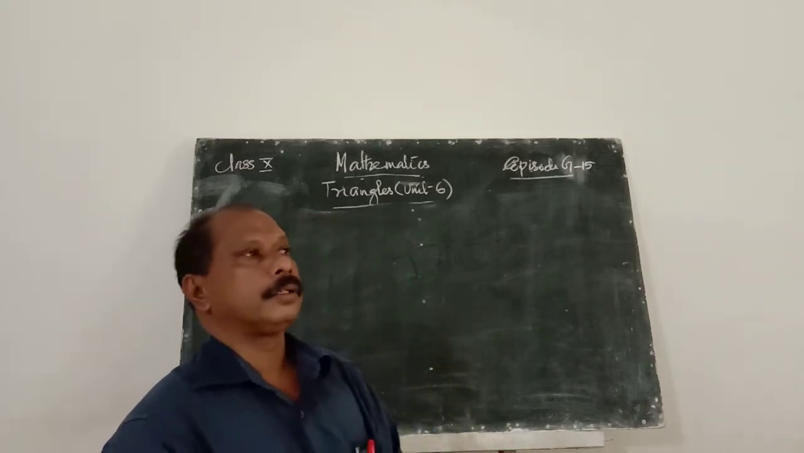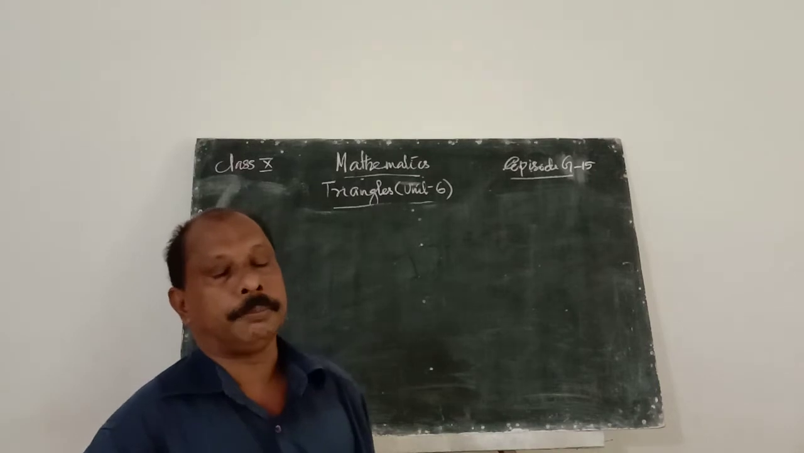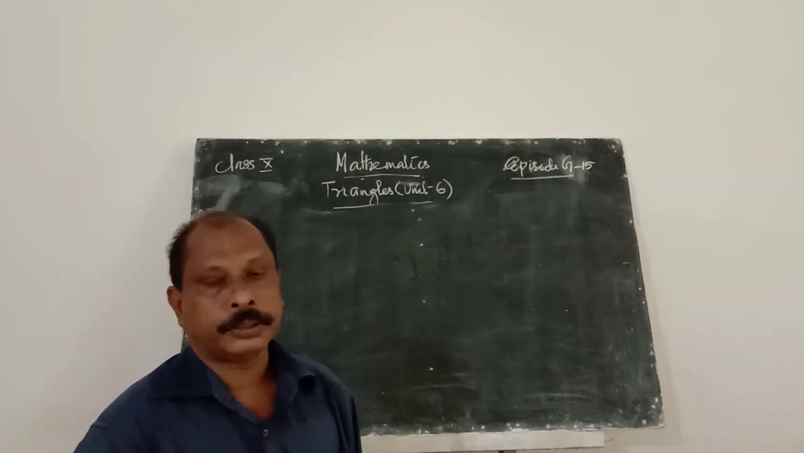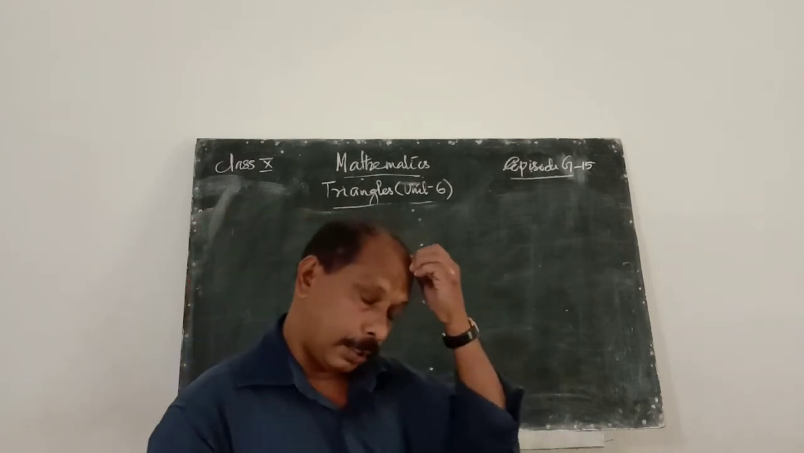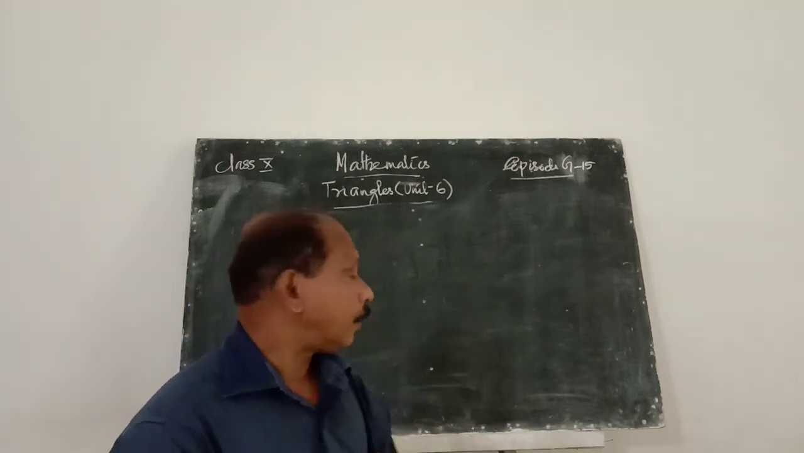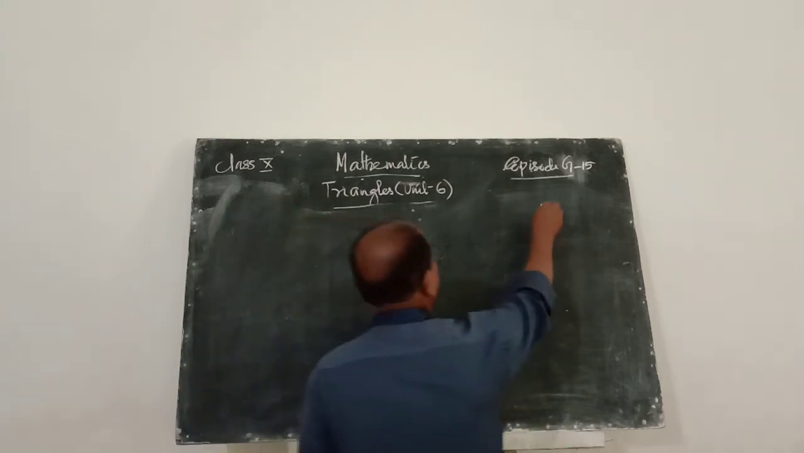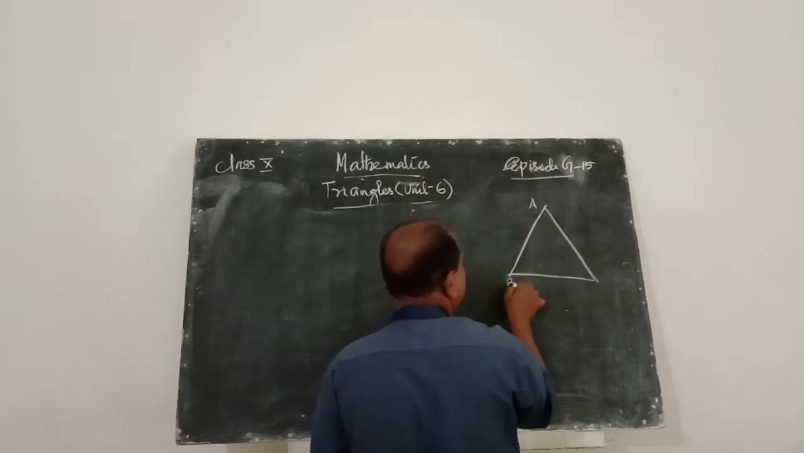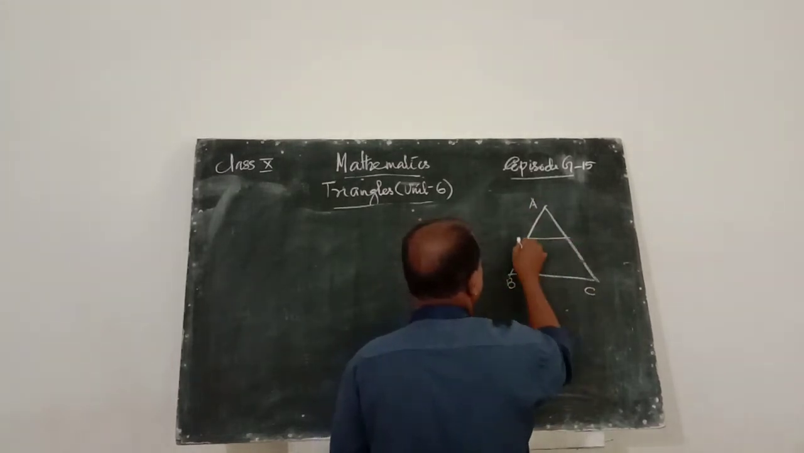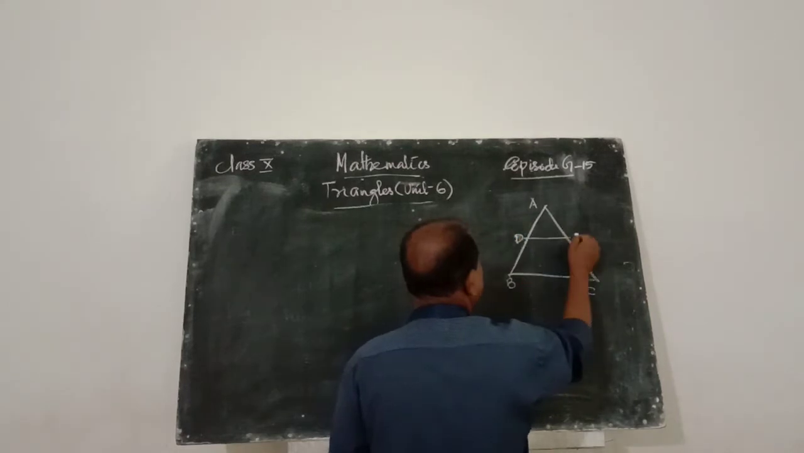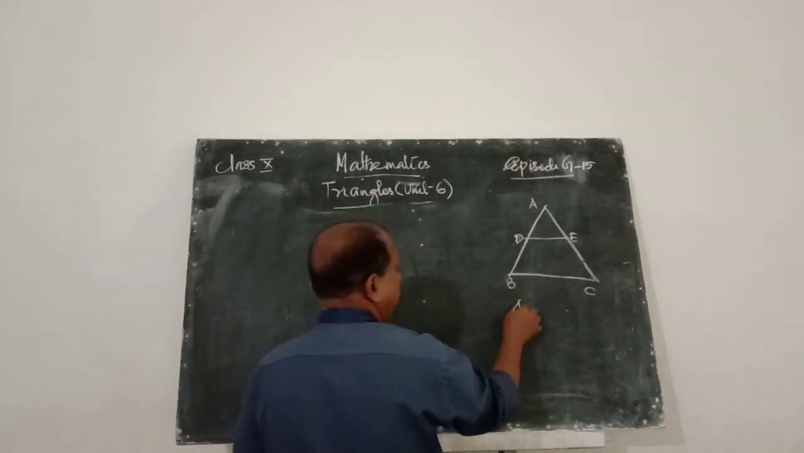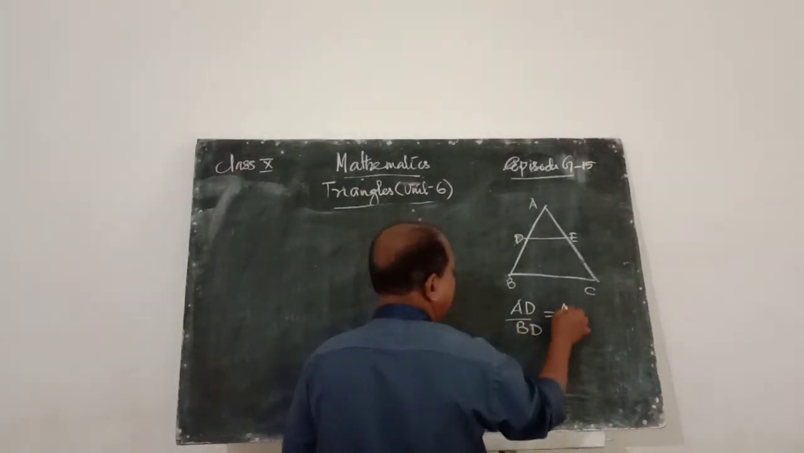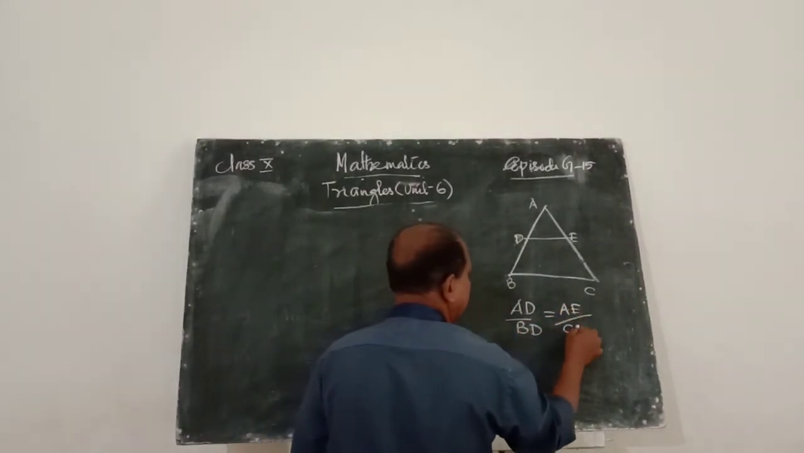Dear students, in the 14th episode, we discuss the basic proportionality theorem of a triangle. In triangle ABC, DE is parallel to BC. Therefore, we prove that AD by BD is equal to AE by CE.